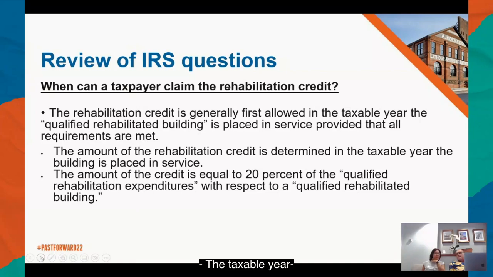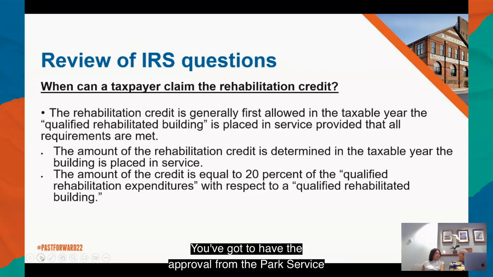Usually you're able to claim the rehabilitation tax credit after the building goes into service. So if you complete a project in 2022, in 2023 when you get your accountant to file your taxes, that would be filed for 2022. That's the first year you could claim the credit. But understand that all of the paperwork has to be done, and you've got to have the approval from the Park Service on the Part Three.